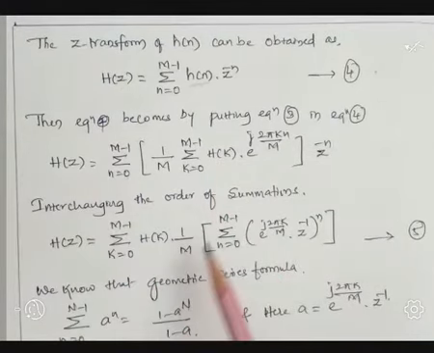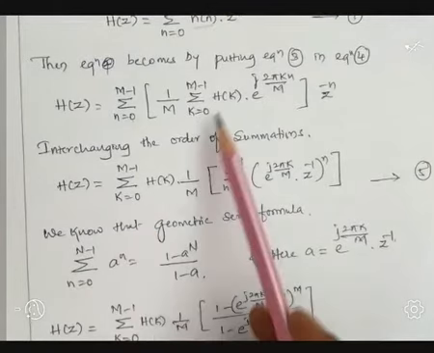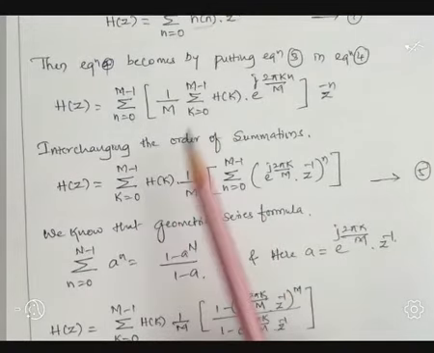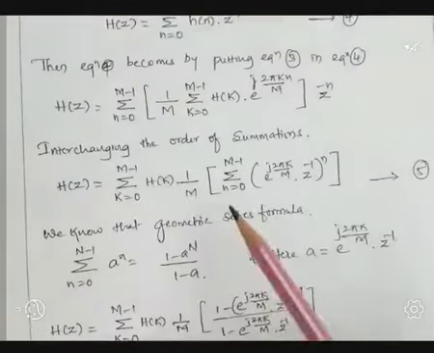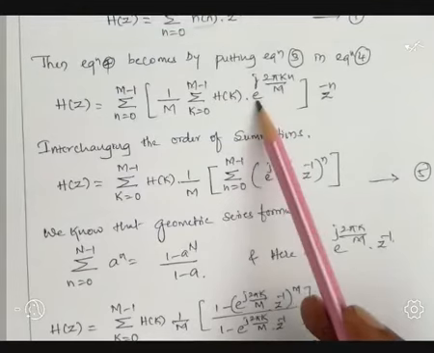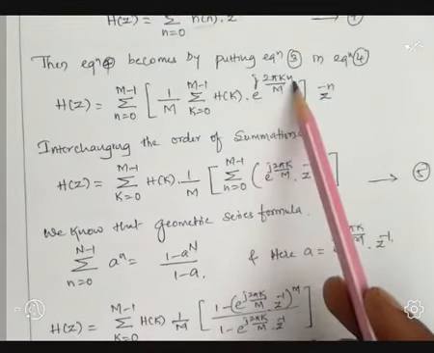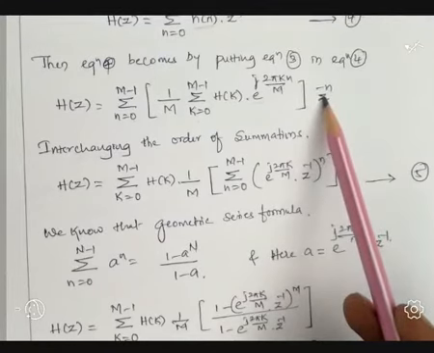So H of z equals summation k equal to 0 to M minus 1, H of k, as it is, taken outside, and 1 by M outside. Left with what? Summation n equal to 0 to M minus 1, then e to the power j 2 pi by M into k n, multiplied by z to the power minus n.